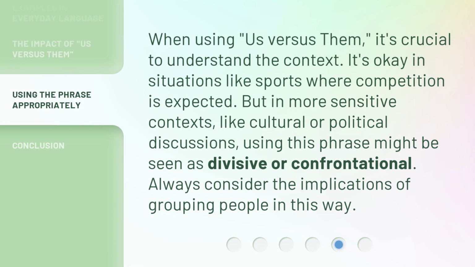When using us versus them, it's crucial to understand the context. It's okay in situations like sports where competition is expected, but in more sensitive contexts, like cultural or political discussions, using this phrase might be seen as divisive or confrontational. Always consider the implications of grouping people in this way.